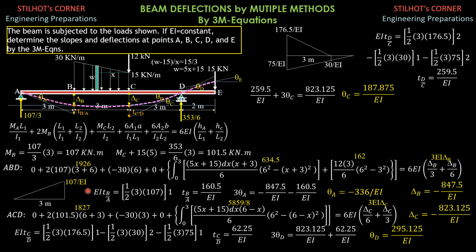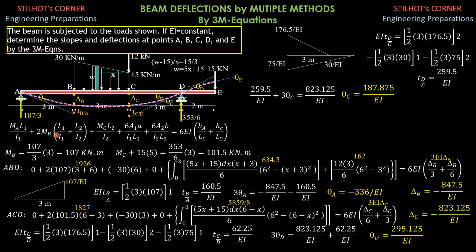Then, next, let's solve for theta A. To solve for theta A, we draw the moment diagram by parts between A and B. And it is just a triangle, this part here. So 107 over 3 times 3 is 107 over EI. So this is the area of the moment diagram by parts between A and B.